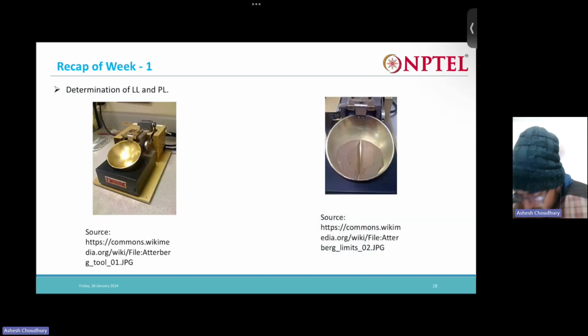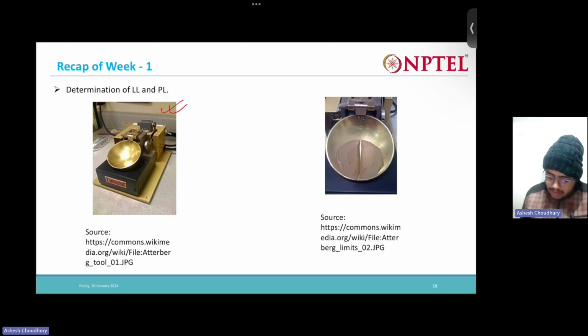Now, how to determine the liquid limit and plastic limit? In order to determine the liquid limit, we use the Casagrande liquid limit apparatus, which you see here. The photo of which you can see here. It is a cup, with a base below.